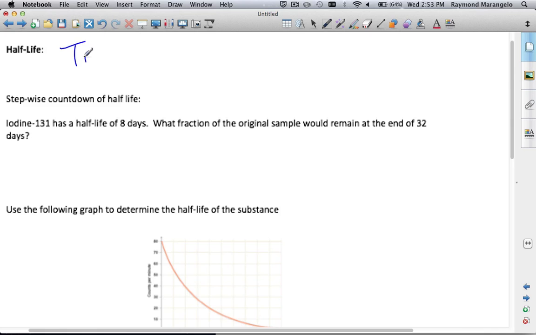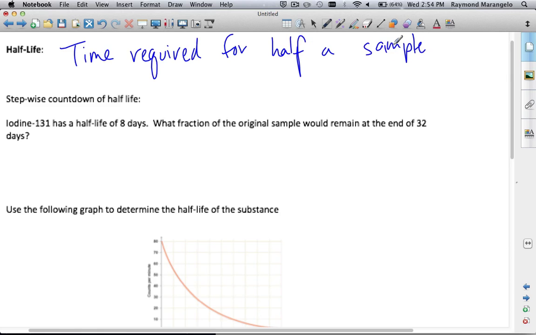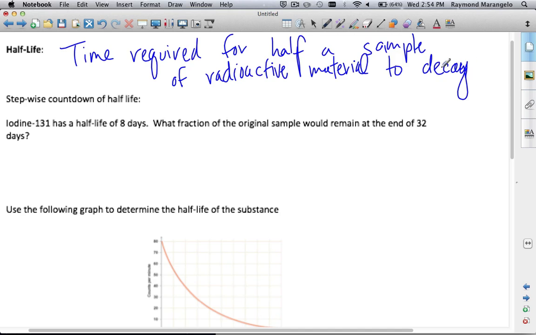So what is half-life? It's the time required, all right, for half of a sample of radioactive material to decay. That's what it is. So, stepwise count on the half-life. You could do this really simply. You could just divide by 2 a bunch of times.